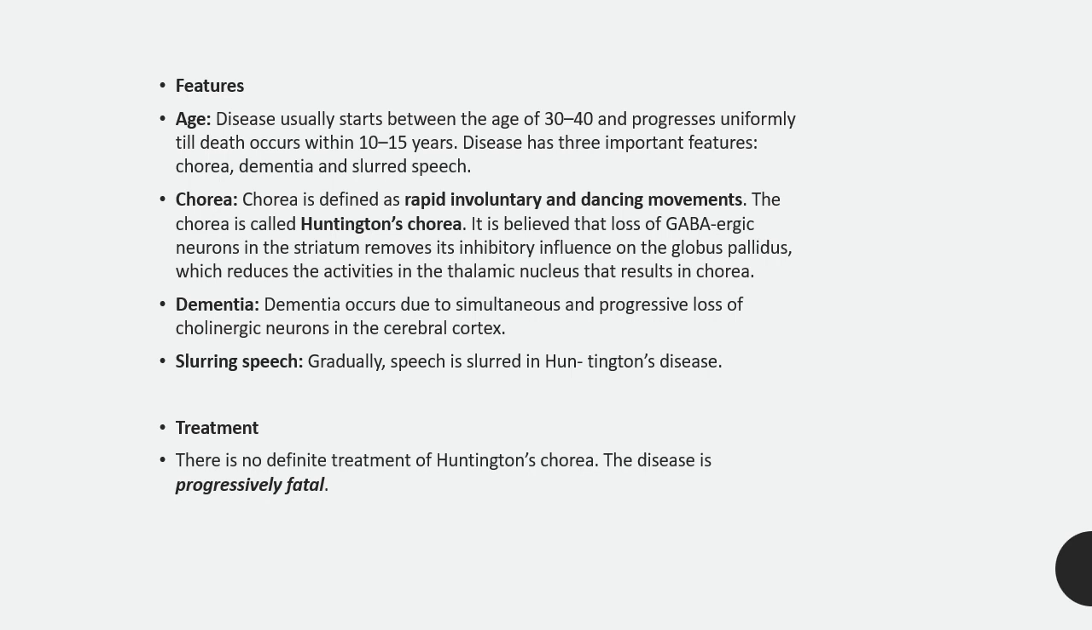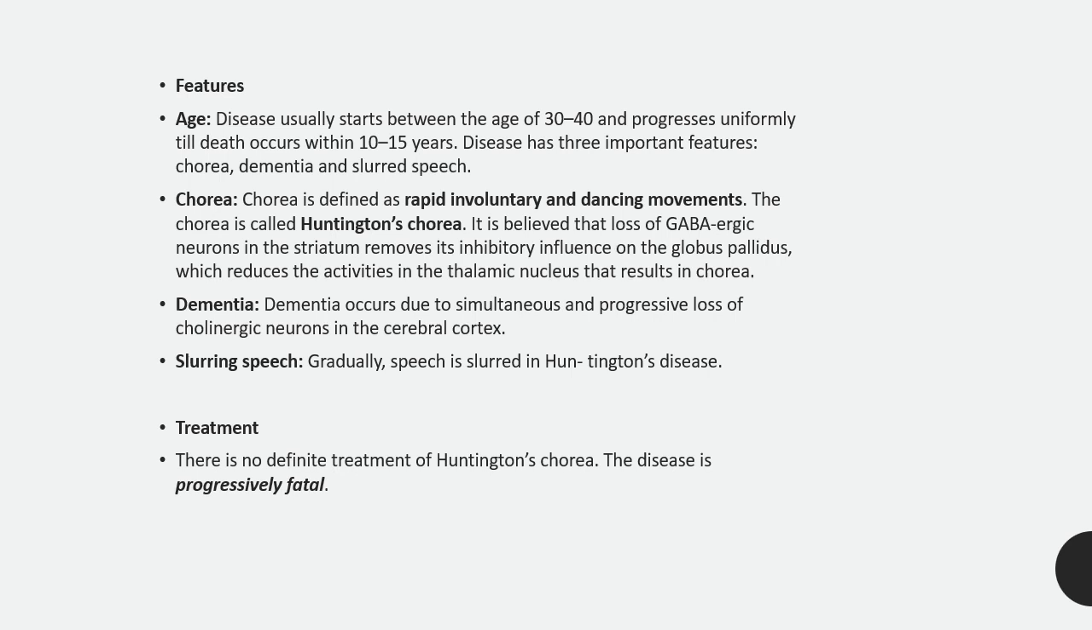Features. Age. The disease usually starts between the age of 30 to 40 and progresses uniformly till death occurs within 10 to 15 years. The disease has three important features: chorea, dementia, and slurred speech. Chorea. Chorea is defined as rapid involuntary and dancing movements. The chorea is called Huntington's chorea.